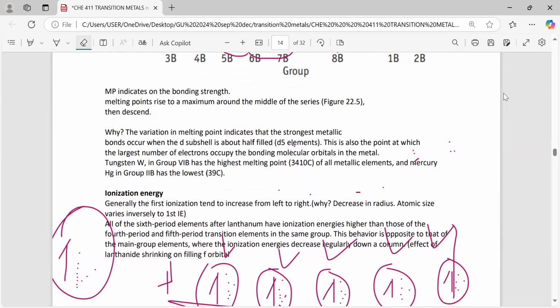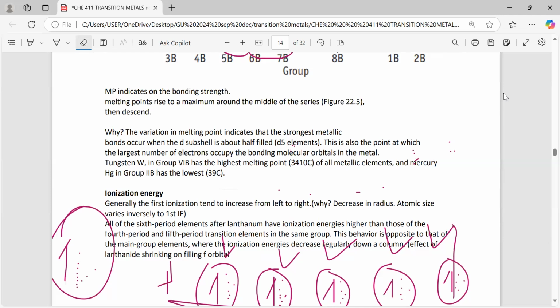So when you have D5, more electrons occupy the bonding molecular orbitals, or in other words, more bonds form. So tungsten, which is in group 6, has the highest melting point of all the elements, and mercury in 2b has the lowest. Let's see tungsten and mercury and see where they are in the periodic table.